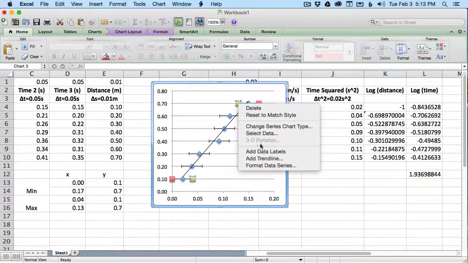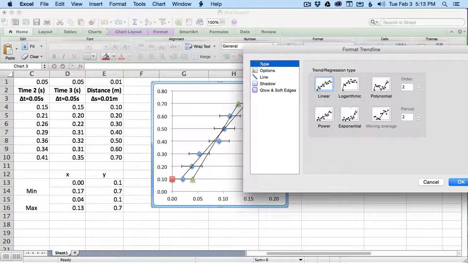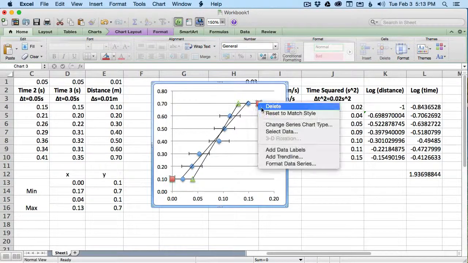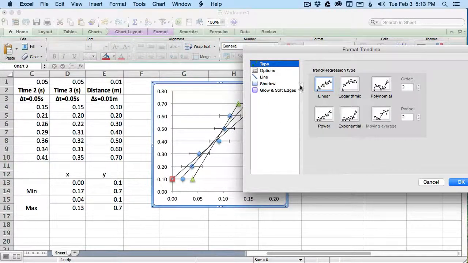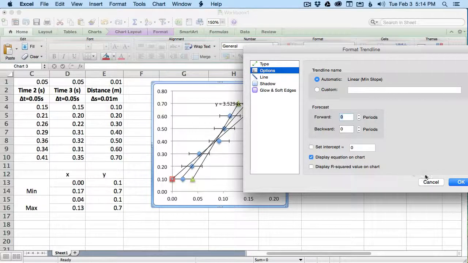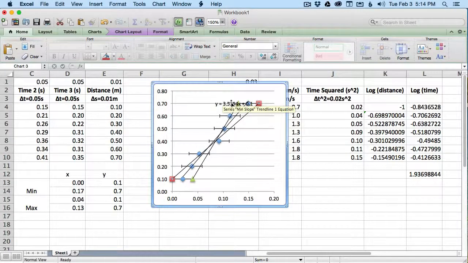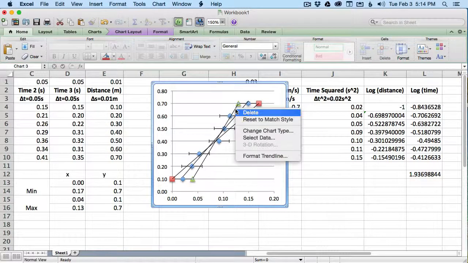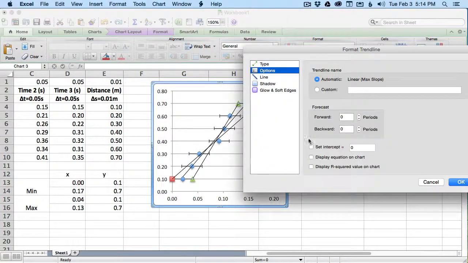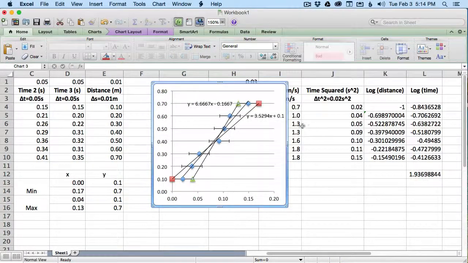Of course, I need to add trend lines to those. So I'll add a trend line to the green, add a trend line to the red. Of course, on both those trend lines, we can go ahead and add an equation. So it starts to get a little messy, but we can sort of see what's going on here. Display equation. And so now we have our minimum slope and our maximum slope.